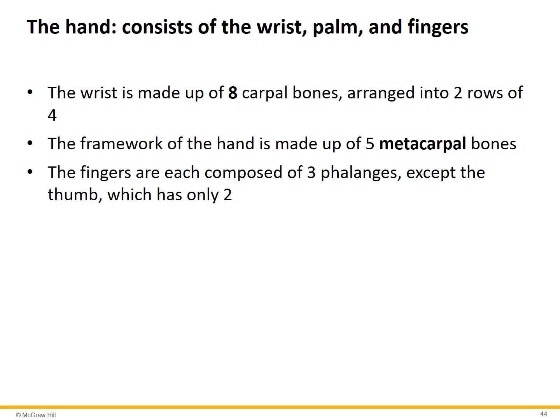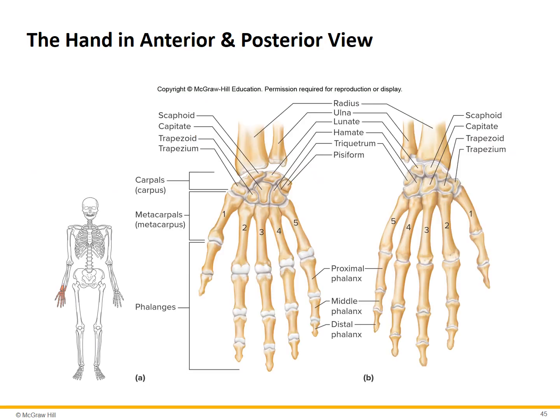The wrist is made up of 8 carpal bones, and you only need to know the term carpal. You don't need to identify all of the wrist bones. They're arranged in 2 rows of 4. The framework of your hand is made of your 5 metacarpal bones, and the phalanges are your fingers. Each finger has 3 phalanges, right? So 3 separate bones that form the joints in your fingers, except for the thumb that just has 2 phalanges. Just a picture showing the carpals, metacarpals, phalanges.